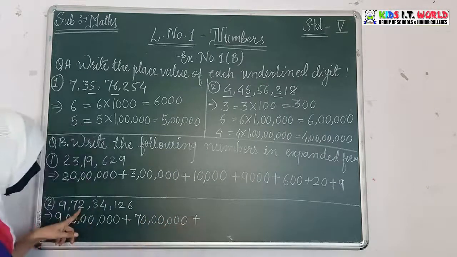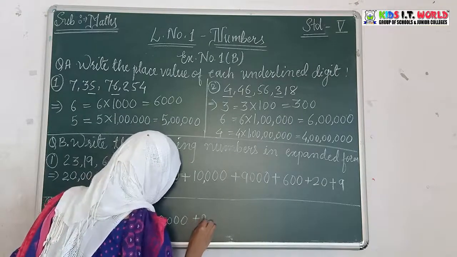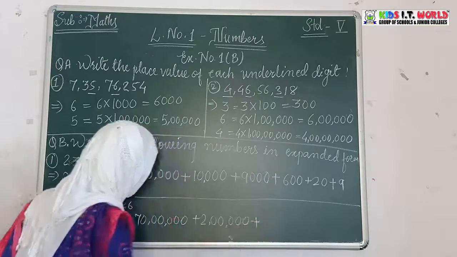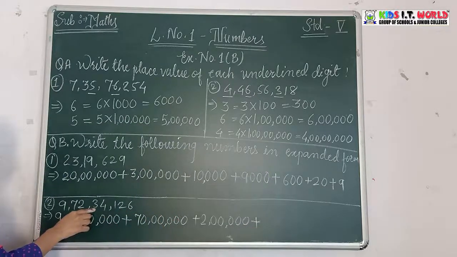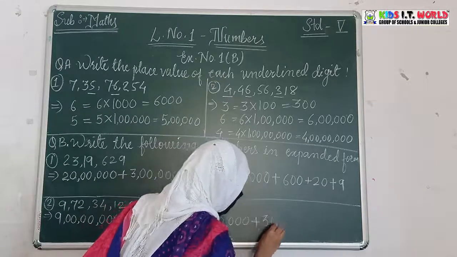Then put the addition sign. Then 2. 2 is on the last place. So 5 zeros will come here. Put the addition sign. Then the next number is 3. 3 is on the place of 10,000. So 4 zeros will come here.